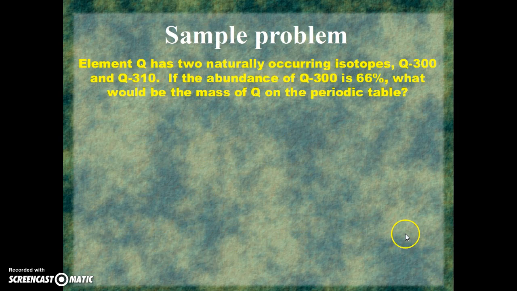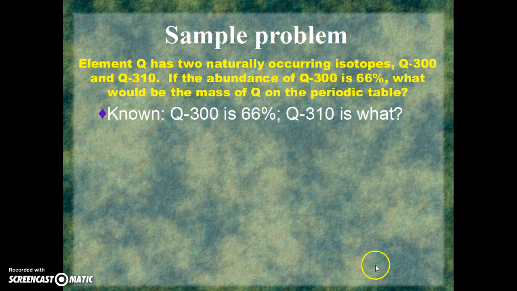Let's look at element Q, kind of an unknown, has two isotopes, Q300 and 310. If the abundance of Q300 is 66%, what would be the mass of Q on the periodic table? That is the weighted average mass. Now, why don't you do that for yourself and then check your answer when you come back to the video.